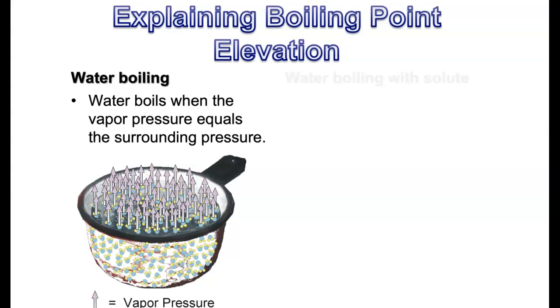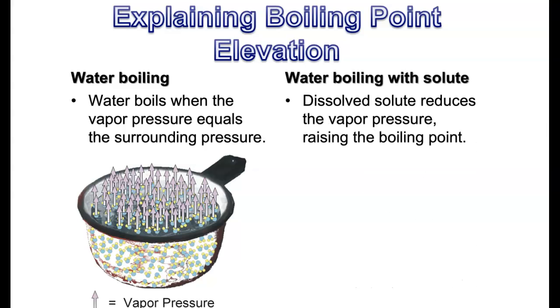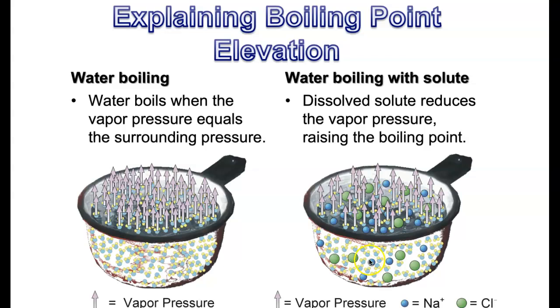Now the problem is that when we add a solute to the water, again, sodium chloride, NaCl, you can see the sodium chloride is taking up some of the space on the surface of our pot, and it's not allowing us to have as many particles ready to turn into a vapor. Our vapor pressure, in other words, is not as high. And so what's going to happen is we're going to have to get this pot to a higher temperature in order for that water to boil.